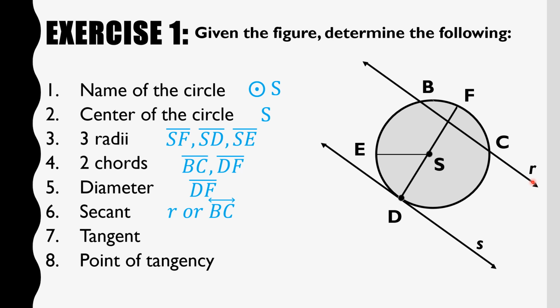Secant line is a line that intersects a circle at exactly 2 points. So we have B and C as the points of intersection. For number 7, what is the tangent line? Very good. The tangent line is line S. The tangent line is a line that intersects a circle at exactly 1 point. And the point of tangency is point D. I hope that you got all the answers.